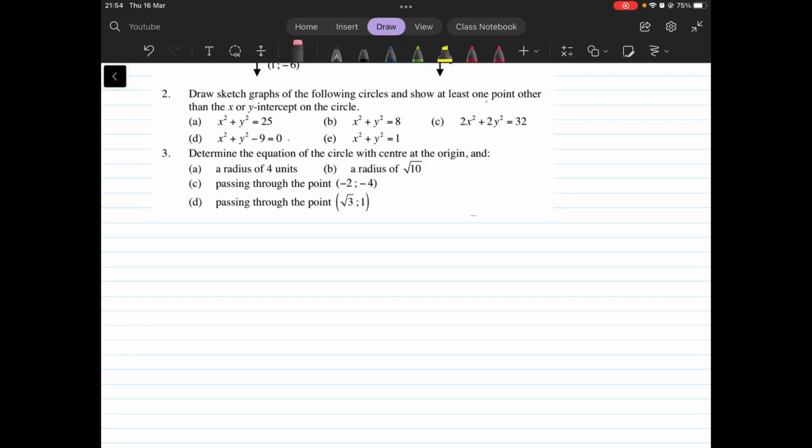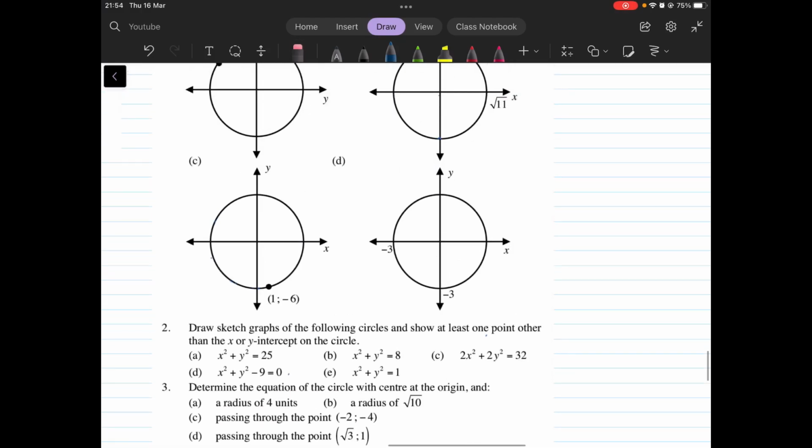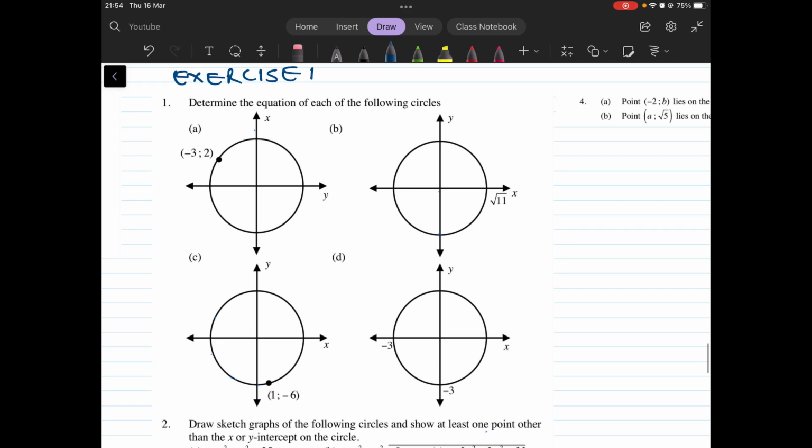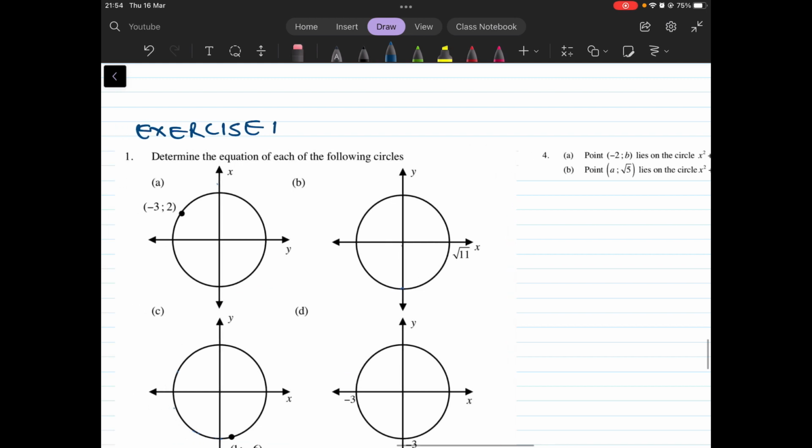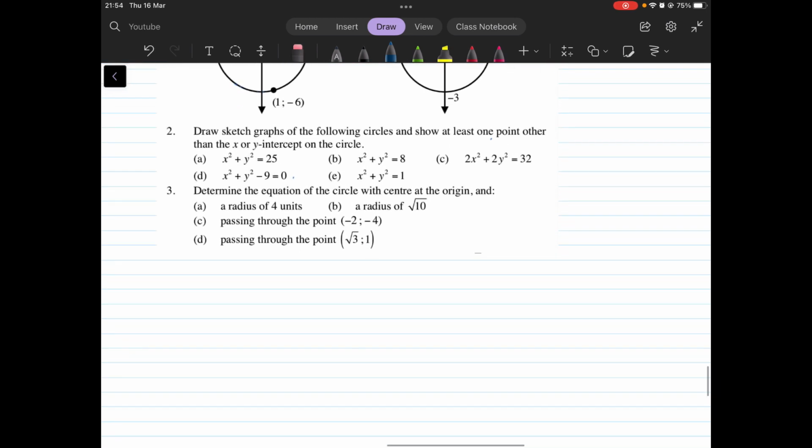So we're basically continuing from where we left off. We did number 1, where we looked at determining the equation of each of the circles. Now we're going to number 2, 3, we'll do 4 and 5 just like that. So let's just do them in order and then we keep it moving.